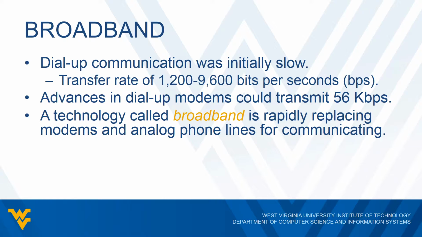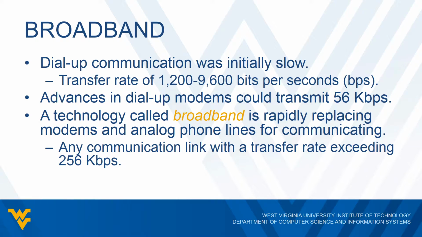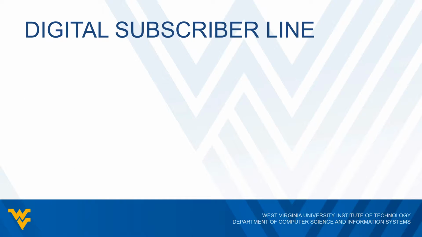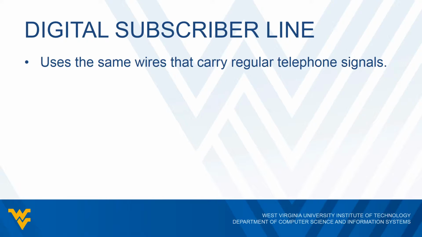The term broadband generally refers to any communication link with a transmission rate exceeding 256,000 bits per second, or 256 kbps. In the case of home users, there are two currently widely available broadband options, which we call the digital subscriber line, or DSL, and the cable modem. A digital subscriber line, or DSL, uses the same wires that carry regular telephone signals into our homes, and therefore it's usually provided by your local telephone company.